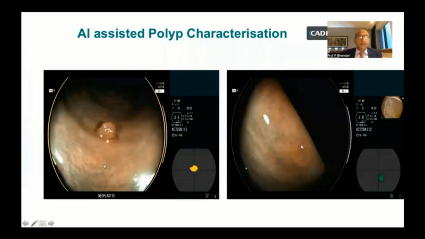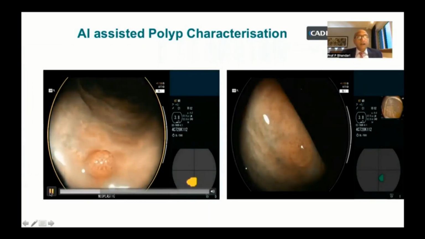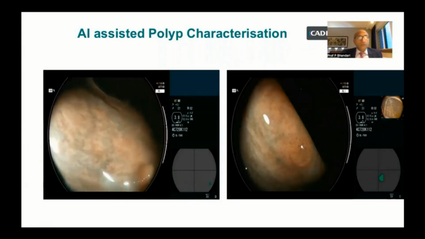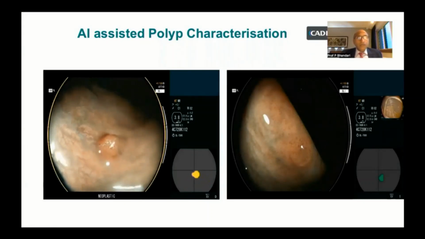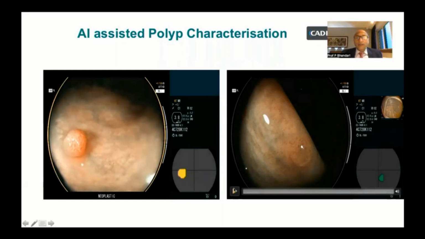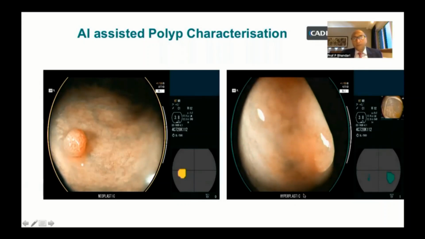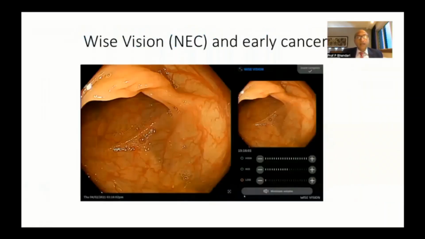Here is an example of CAD-I. You can see that when you switch on to BLI mode, it immediately tells you it's a neoplastic polyp. On the other hand, if it is a hyperplastic polyp, it's the green heat map, and it tells you that it's a hyperplastic polyp. It's as simple as that. So it makes life very, very easy to characterize and make an optical diagnosis with AI.